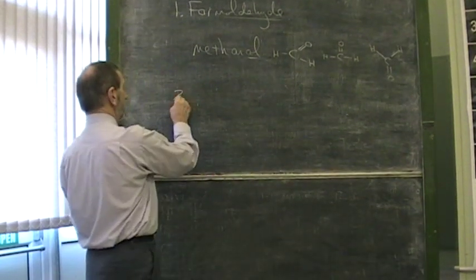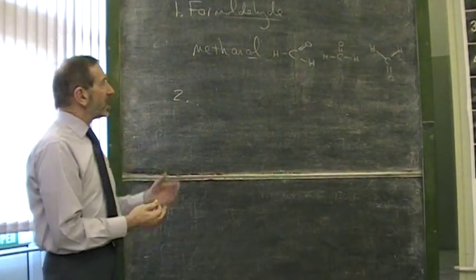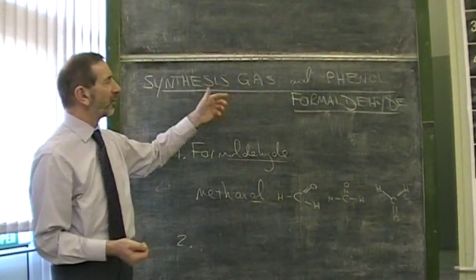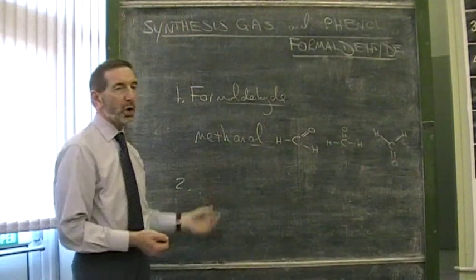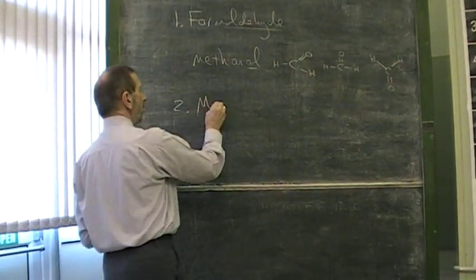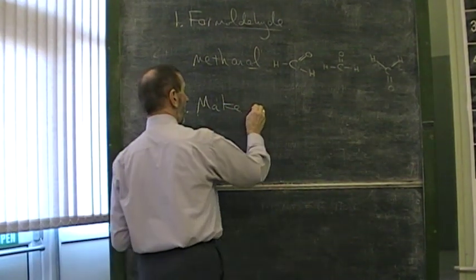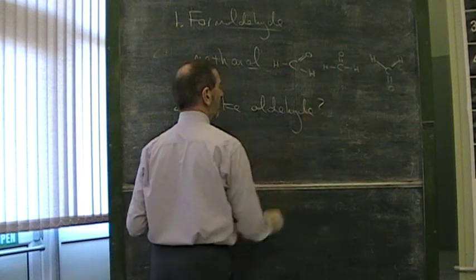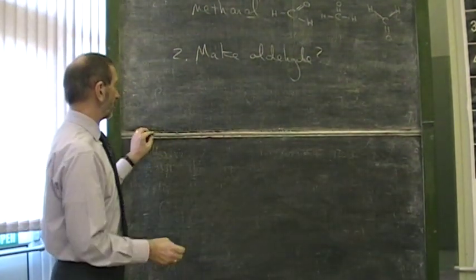Now, secondly, this formaldehyde is needed to produce a polymer called phenol formaldehyde. So we're going to need large quantities of formaldehyde. This maybe raises the question, how do we make an aldehyde? How could you go about making an aldehyde? Well, here's one possible route.